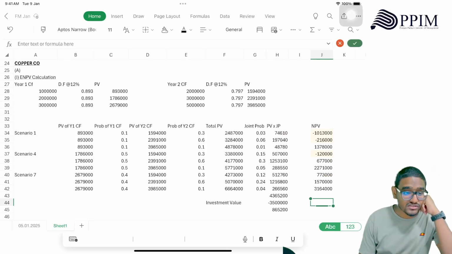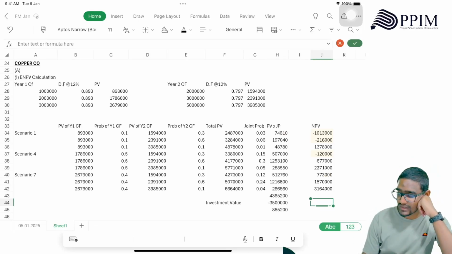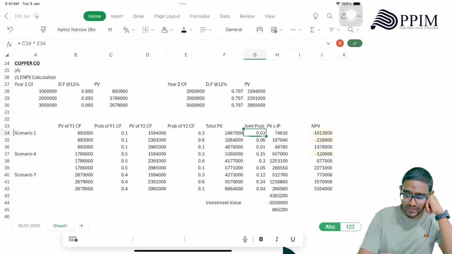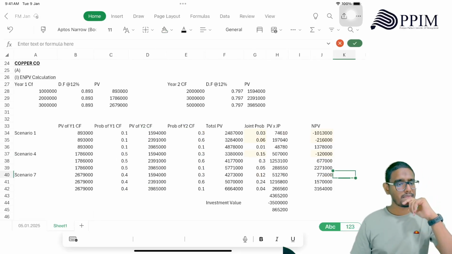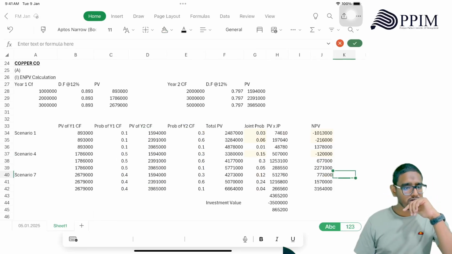So you have 3 scenarios where you have a negative NPV. What are they asking in the question? Calculate the probability of the investment having a negative NPV. You take the joint probabilities that you have here. These are the 3 probabilities.